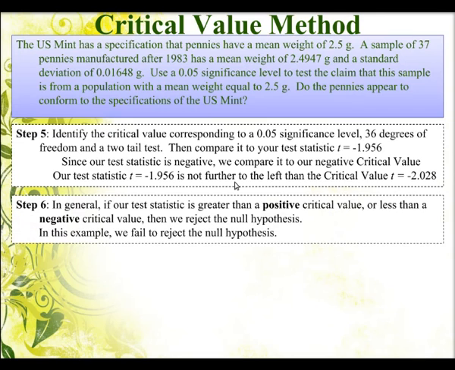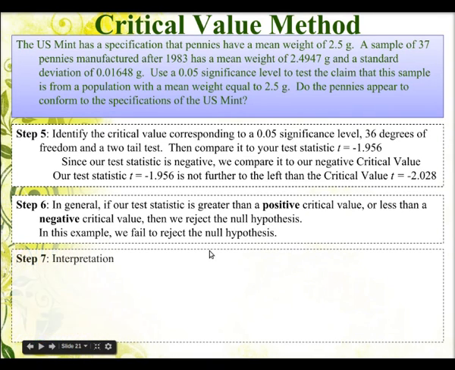That means we fail to reject the null hypothesis. So in general, if our test statistic is greater than the positive critical value, we would reject the null hypothesis, and if it's less than the negative critical value, we would reject the null hypothesis. But in this case, our negative test statistic is not further to the left or less than the negative critical value, so we fail to reject the null hypothesis.